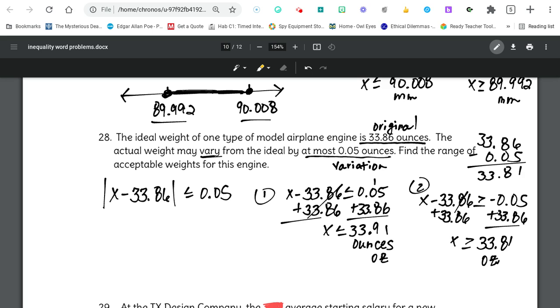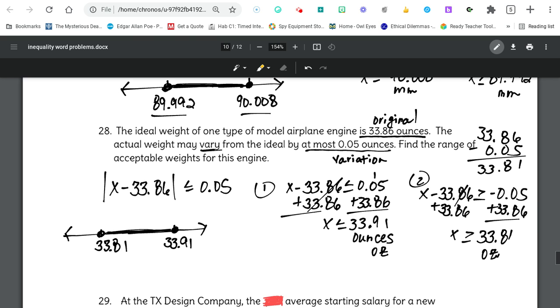So the airplane can weigh anywhere between 33.81 and 33.91 ounces. Basically, it can't be off by really that much. 500 ounces is not much at all. And you're just going to graph. Closed circle on both. Your values for the number of ounces lie in between, and also include, 33.91 and 33.81. These are pretty easy.